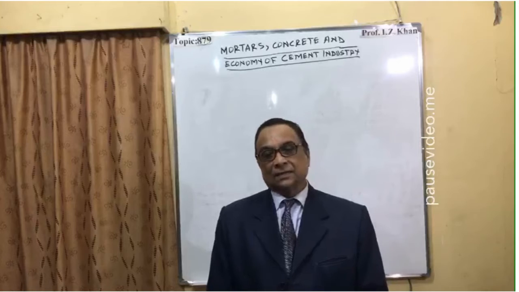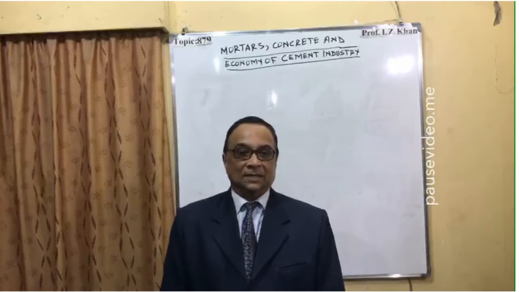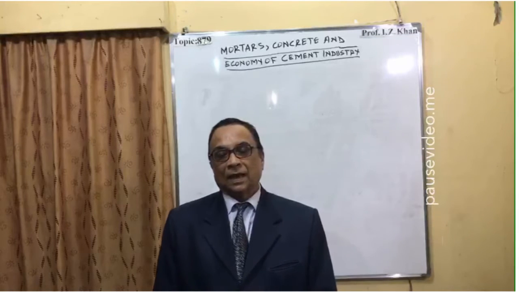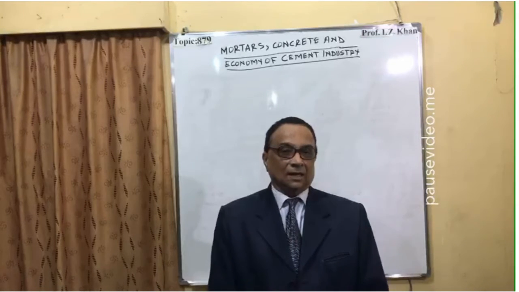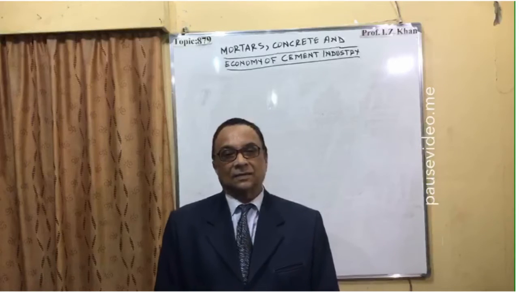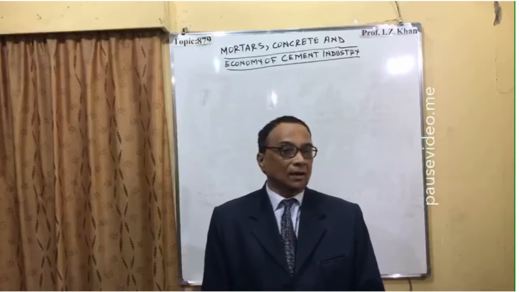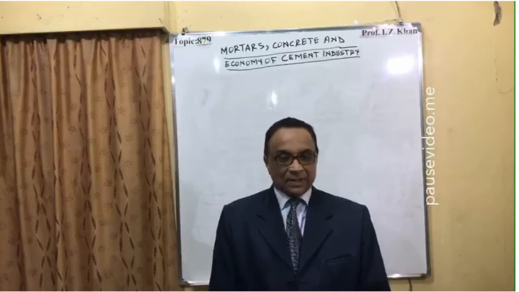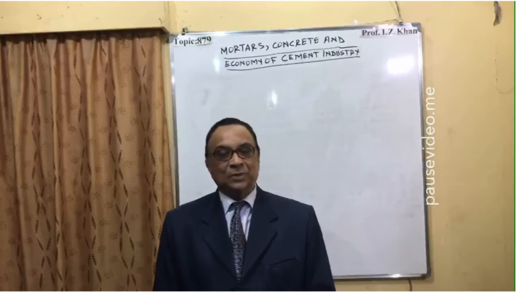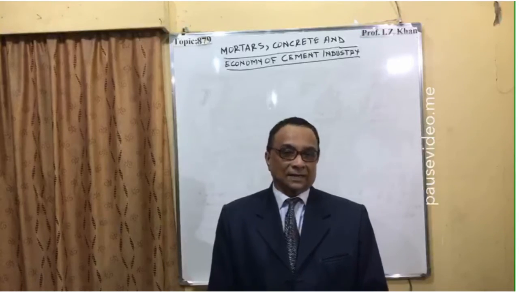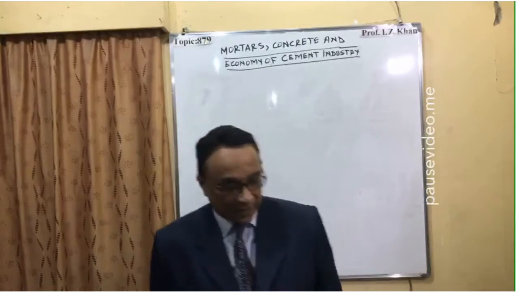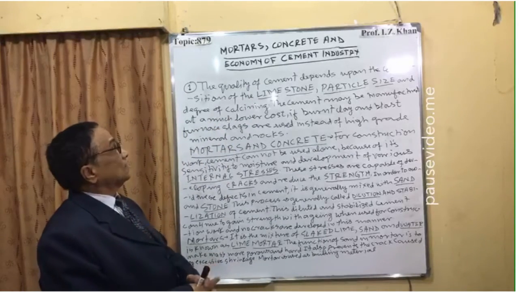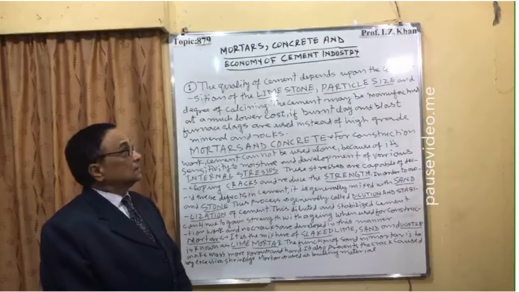And second is lime. Lime, that is CaO, we get from limestone, and once it is hydrated it is called slaked lime. So these are all very important ingredients used in the cement industry, which can improve the quality of cement and at the same time reduce the cost of production. So here, mortars, concrete and the economy of the cement industry.